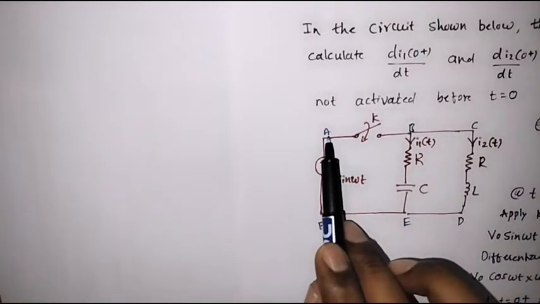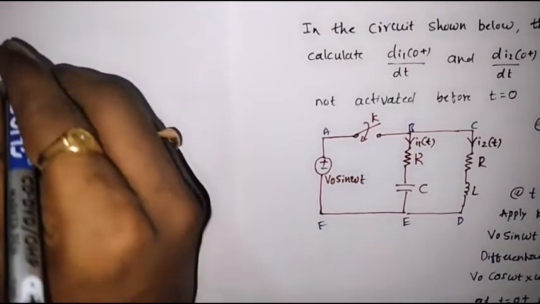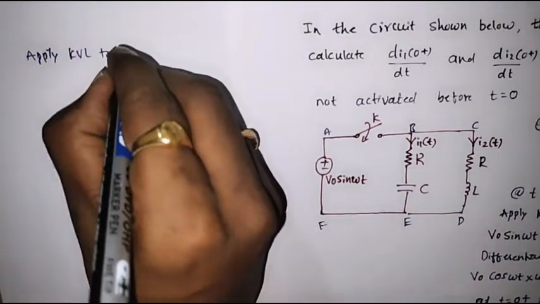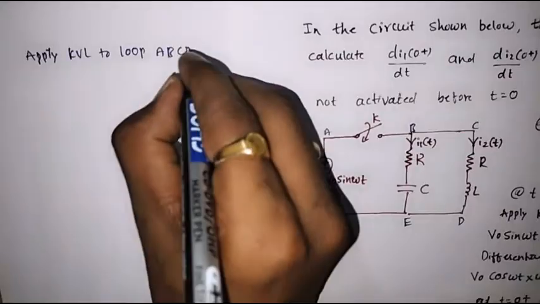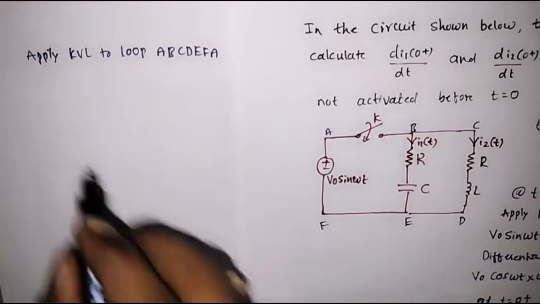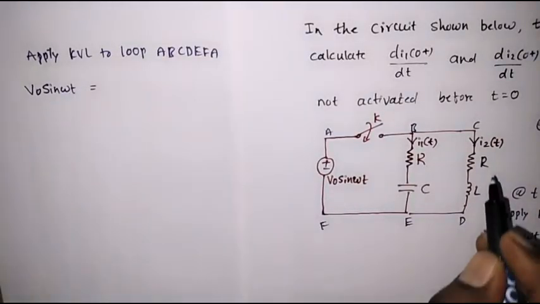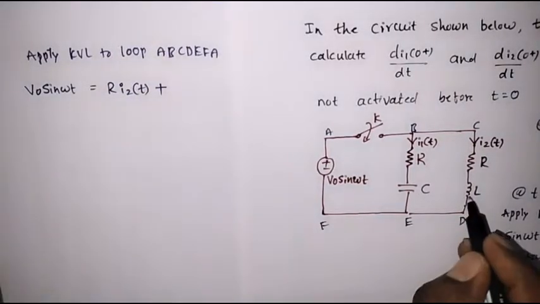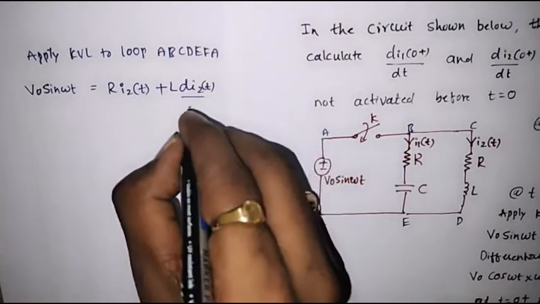Now apply KVL to loop A, B, C, D, E, F, A. Therefore I can write V0 sin omega t is equal to the voltage drop across R, that is R I2(t), plus the voltage drop across the inductor, which is L di2(t)/dt. I'll call this equation 3.